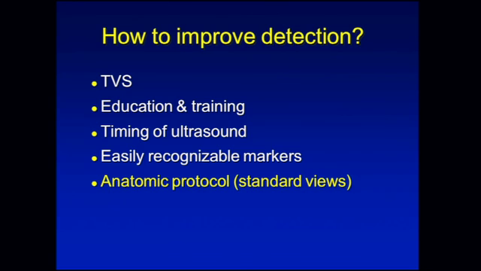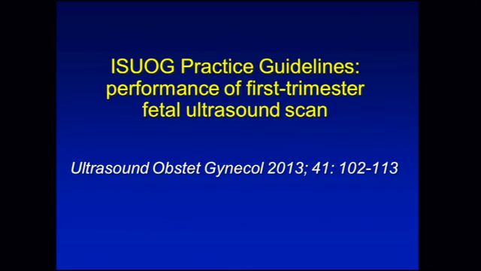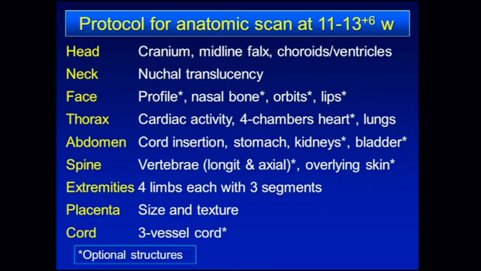Finally, to improve detection, we should use a standard anatomic protocol. ISUOG, the International Society of Ultrasound in Obstetrics and Gynecology, have published practice guidelines for the performance of first trimester fetal ultrasound scan. And this protocol was proposed for the evaluation of fetal anatomy at 11 to 13 weeks. Now, many of the structures listed here are compulsory or required, but those structures that have an asterisk are optional.